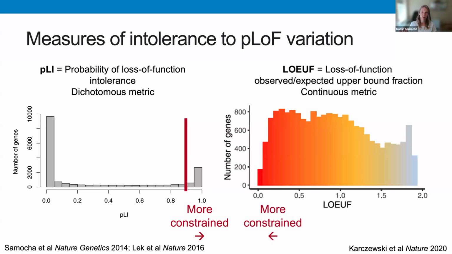By contrast, more recently, we developed LOEUF, or the loss of function observed over expected upper bound fraction. This was designed to be a more continuous metric. And this distribution I have here is from the v2 dataset, but we see something very similar when we apply this to gnomAD v4. So as you get to lower LOEUF values, this means that you are more constrained. And the reason we want to put an upper bound on this is, again, some of these smaller genes, if you see 0 out of 2, that's a little bit different than seeing 0 out of 20. And so we wanted to just put a little bit of confidence on that.